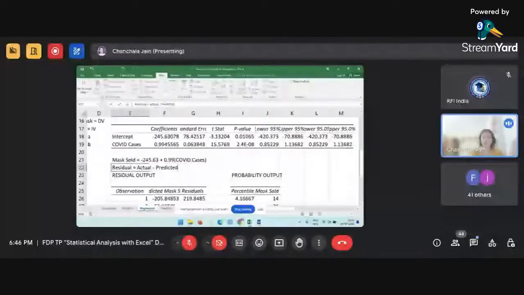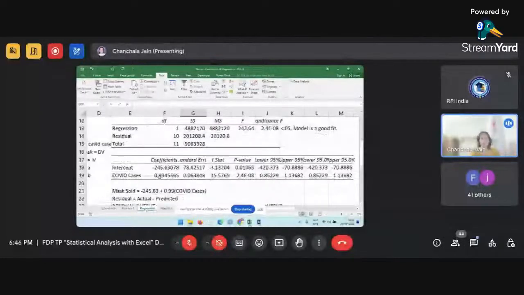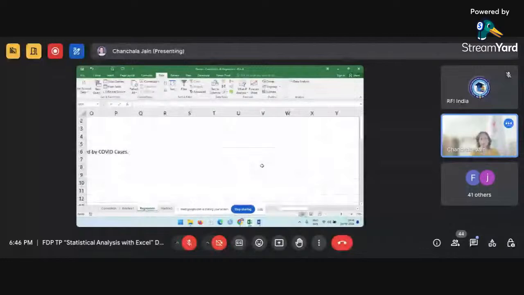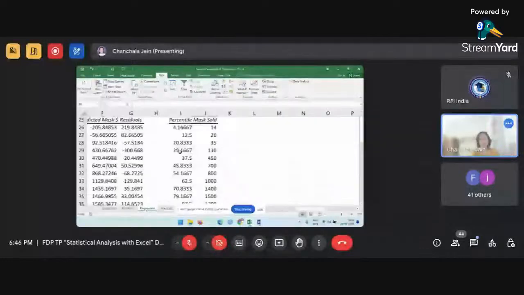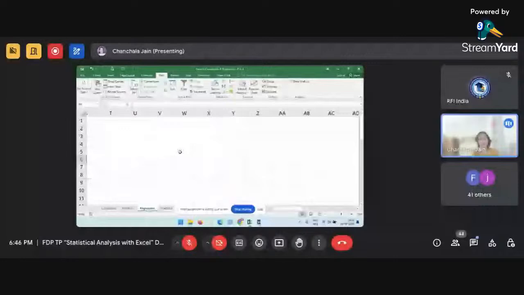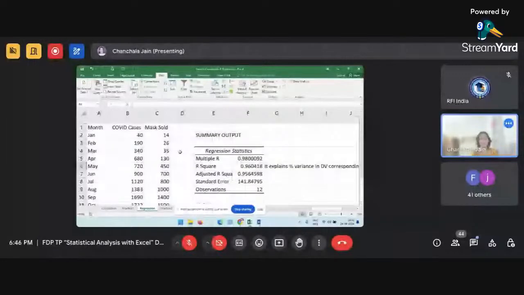Now coming to the residual status, so you can see what is residual. I think every one of you knows this thing. Residuals are nothing but the actual minus predicted value. So we all know whatever we are predicting, it is not necessary that that will happen, or that will happen with the same magnitude, whatever you are saying.